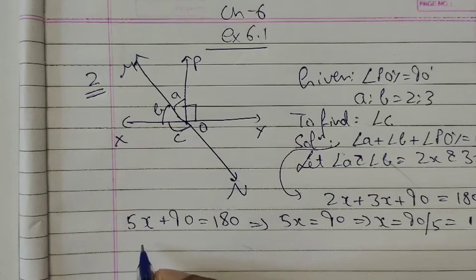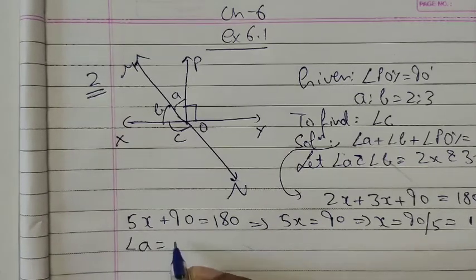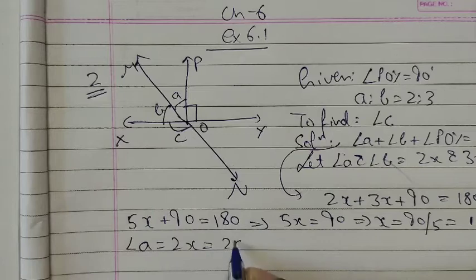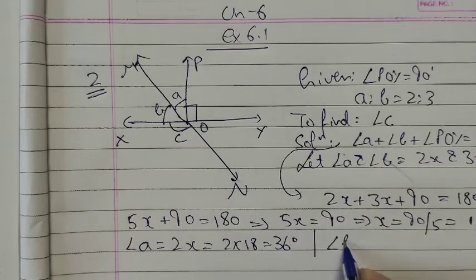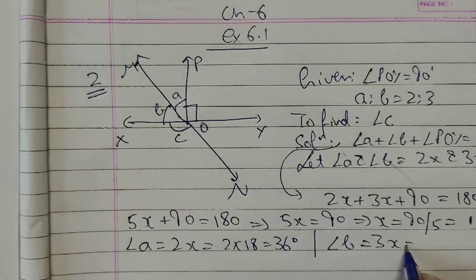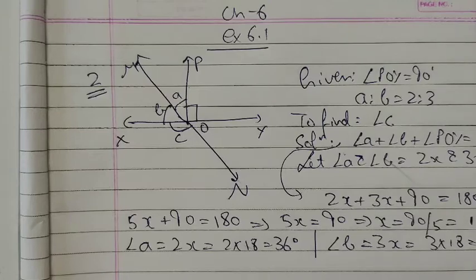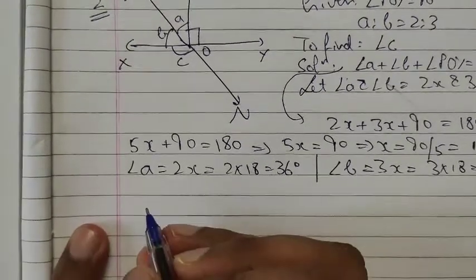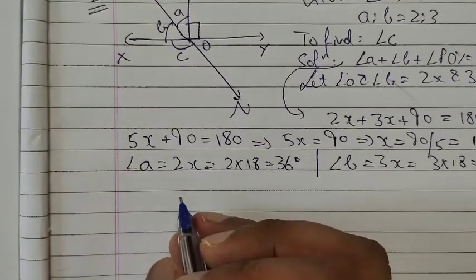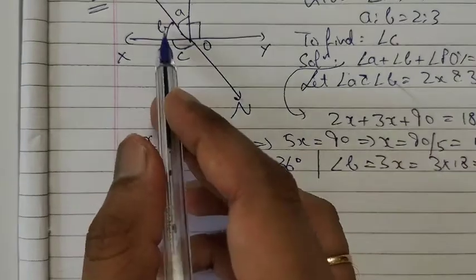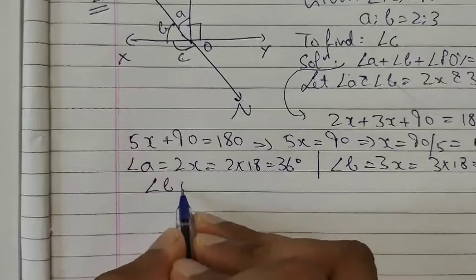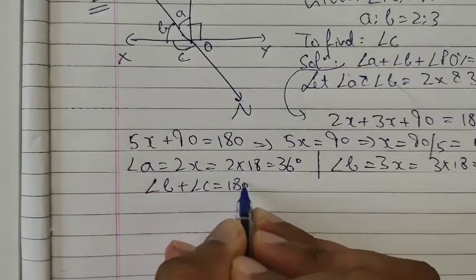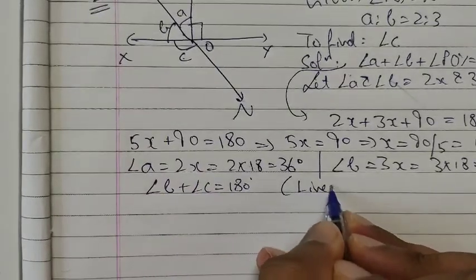If x is 18 degrees, angle A is equal to 2x, so 2 multiplied by 18 is 36 degrees. Angle B is equal to 3x, so 3 multiplied by 18 is 54 degrees. We have determined angle A and angle B, and we have to find out angle C. Now angle B plus angle C is equal to 180. Reason: linear pair.